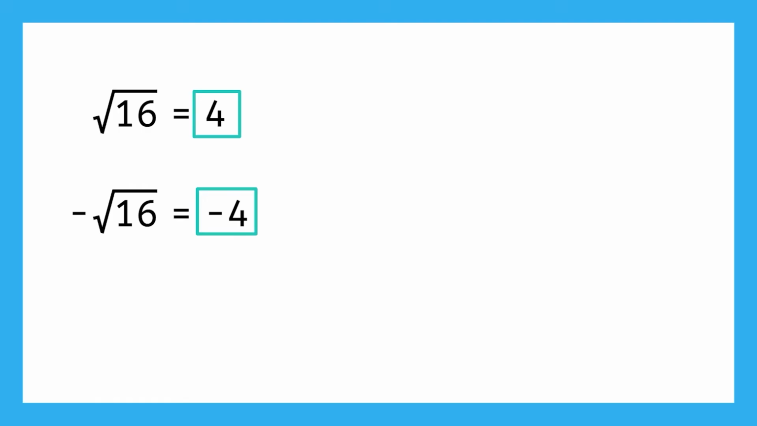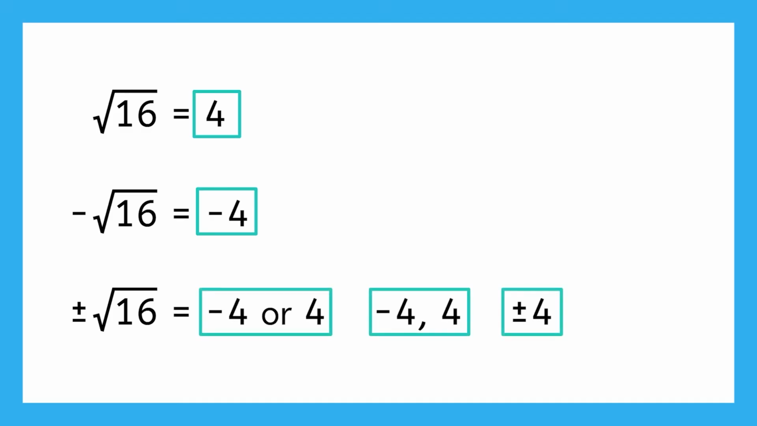To indicate both the positive and the negative root, we'll write this, which we read as plus or minus the square root of 16. This answer includes both positive and negative 4.